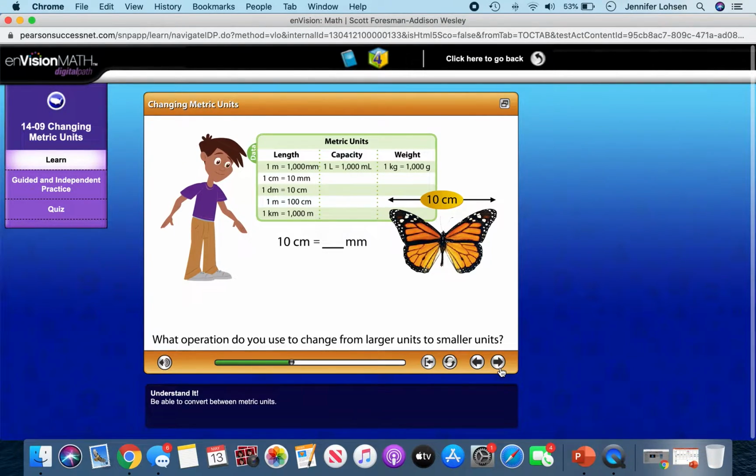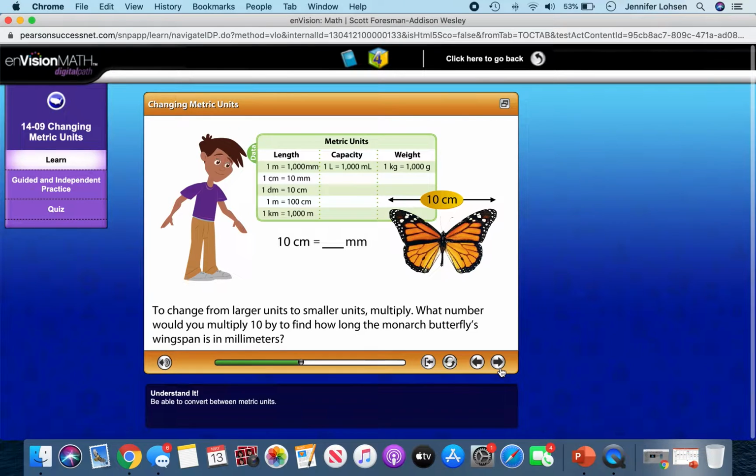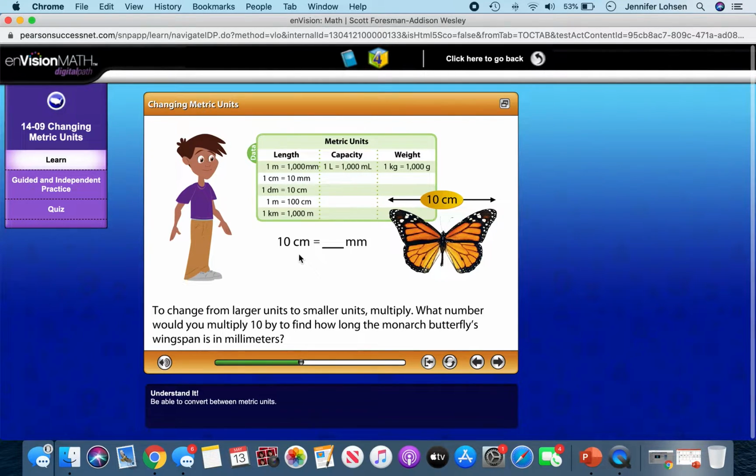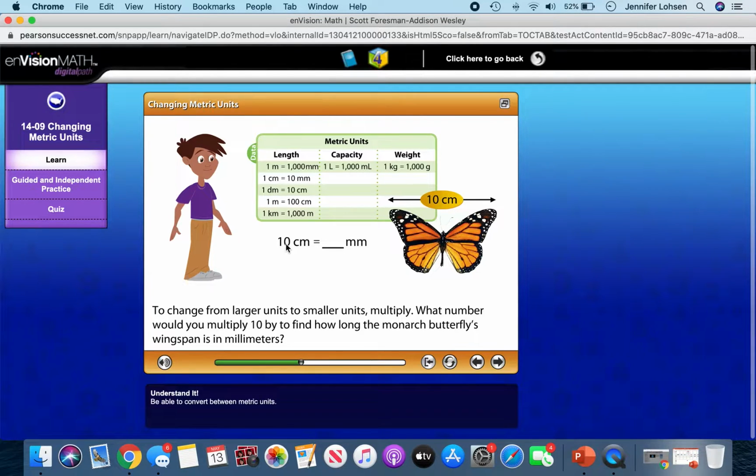What operation do you use to change from larger units to smaller units? Y'all already know: large, small, multiply. To change from larger units to smaller units, multiply. What number would you multiply 10 by to find how long the monarch butterfly's wingspan is in millimeters? All right, so now we have to go back to our cheat sheet and figure it out. We have 1 centimeter equals 10 millimeters. We don't have 1 centimeter, we have 10 centimeters, and we're trying to convert that to millimeters. So what would we have to multiply this 10 by? 10 times how many millimeters are in 1 centimeter? Well, that would be 10 times 10.